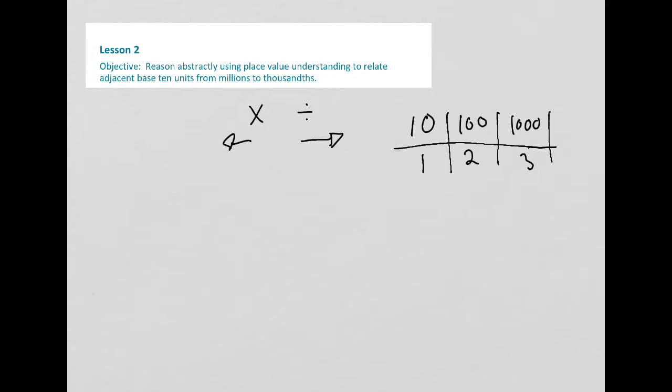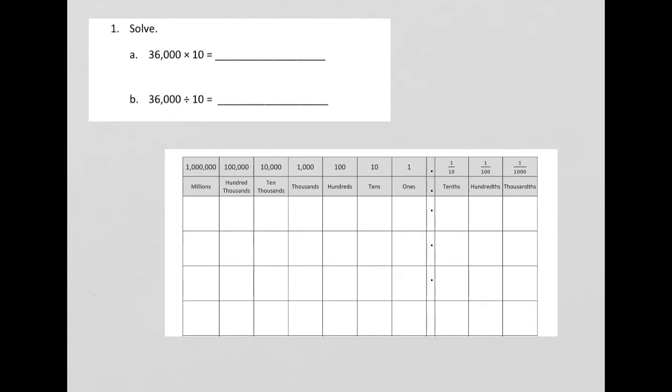So 10 has 1 zero, so we move it 1 column. 100 has 2 zeros, we move it 2 columns, because each one of our columns is worth a power of 10. So multiplying, we move to the left, dividing, we move to the right, and then the number of columns depends on how many zeros, how many tens we're working with. So let's do a couple practice problems.